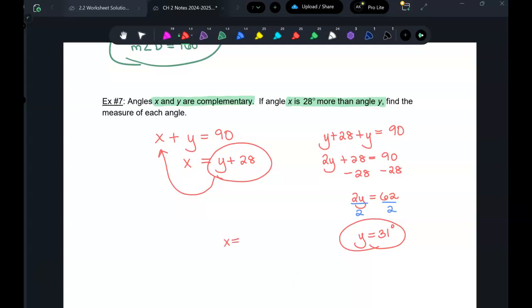Now, does it matter which one I plug back into? Can I just add or subtract 28? Yeah, I could either add 28 or do 19 minus. I just did it, 59 is X. Is that right? What did we get here? It was 31, so you add 28. X is 28 more than Y. So 59 degrees.